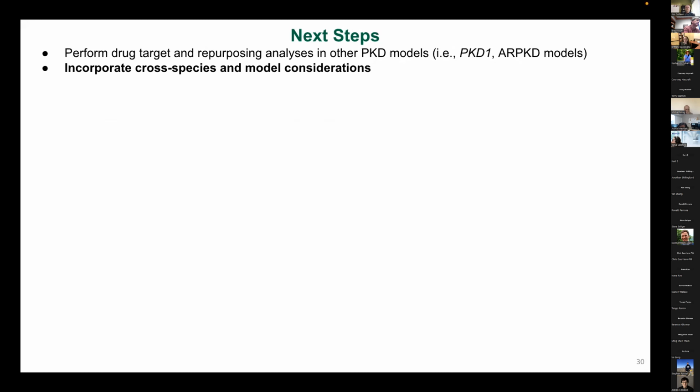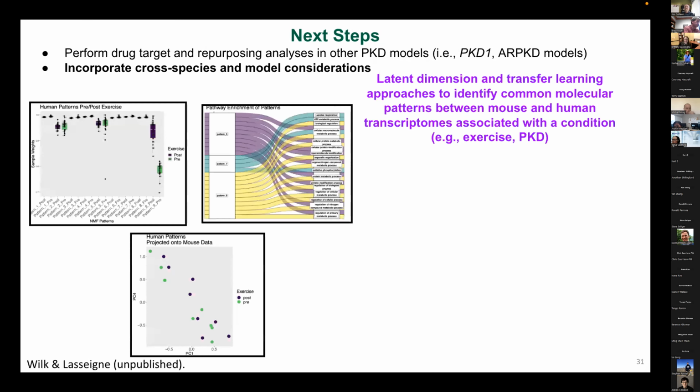2, incorporating cross-species and model considerations. So we've cured disease in mice many, many times. So the question here is, how can we stack the deck in our favor to identify drug targets that we think are going to work in mice, which is going to be really important for those preclinical studies, or in other model organisms, as well as in humans? And how can we reduce risk, time, and money to prioritize targets that are conserved?